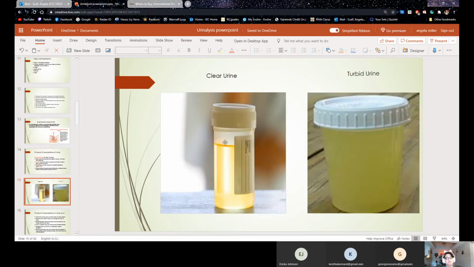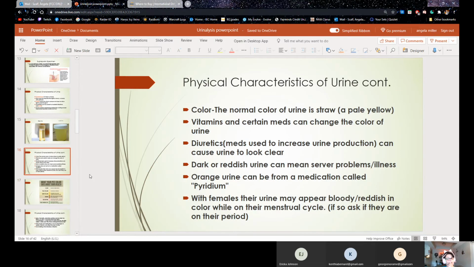This picture here shows you a healthy, clear, what we call straw yellow urine. This urine here, you see there's no light coming through it. It's turbid, it's infected, it does not look healthy. It is way too dense. The color, like I said, should be a pale yellow. Like I said, it's commonly referred to as straw yellow.